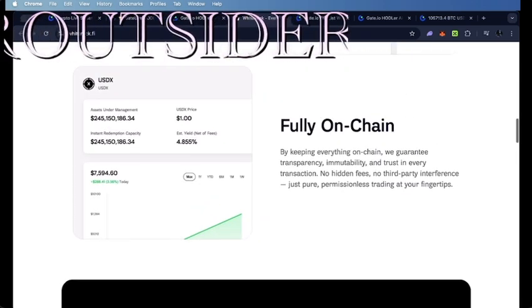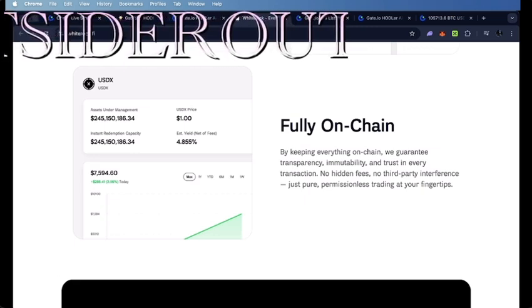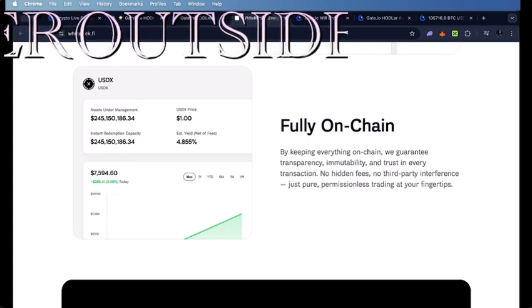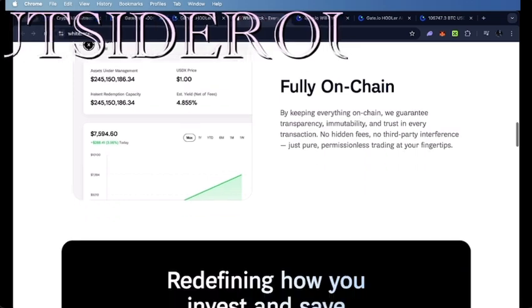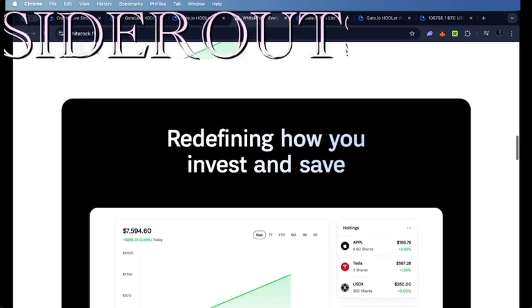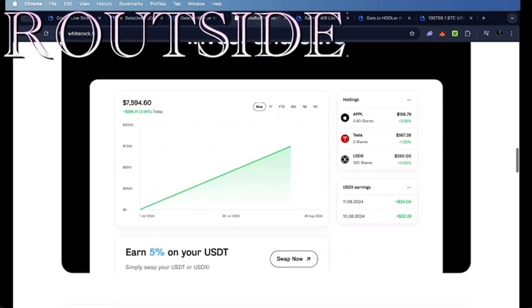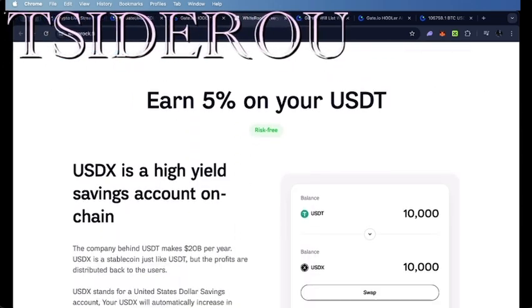Fully on chain: by keeping everything on chain, we guarantee transparency, immutability, and trust in every transaction. No hidden fees, no third party interface, just pure permissionless trading at your fingertips. Actually, I am really invested in this project, defining how you invest and save: earn 5% on your USDT.